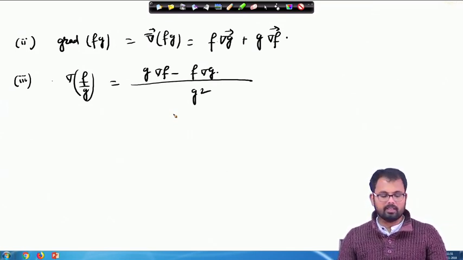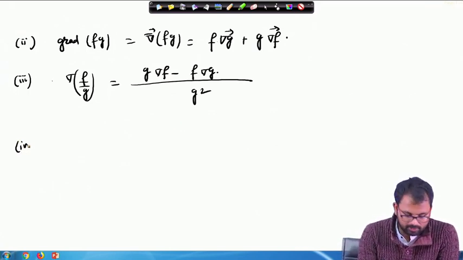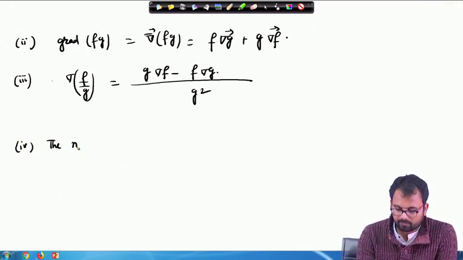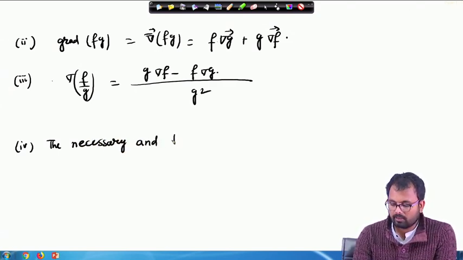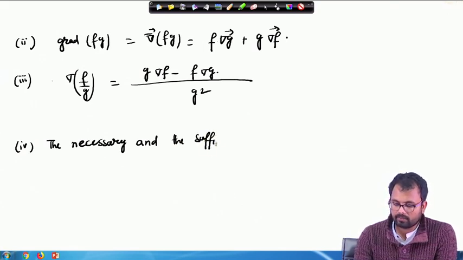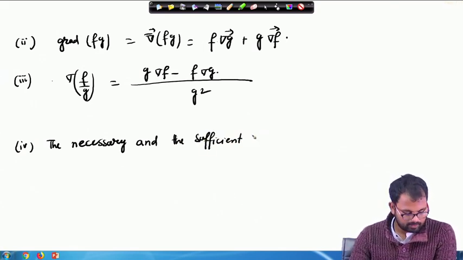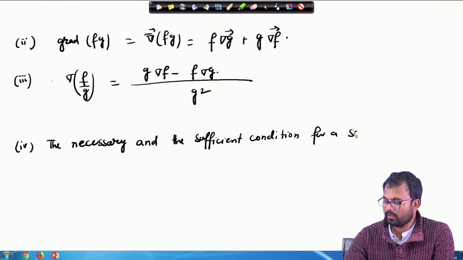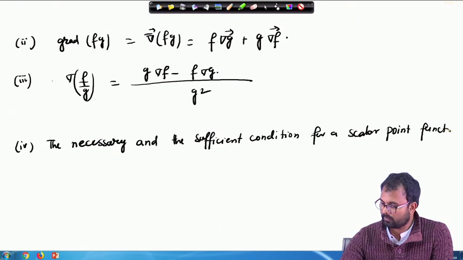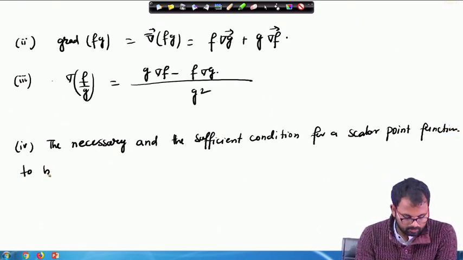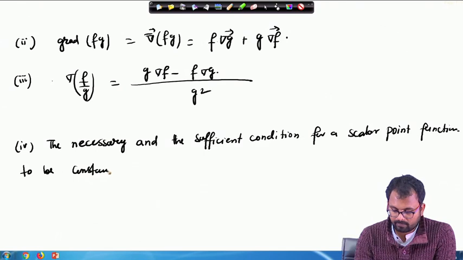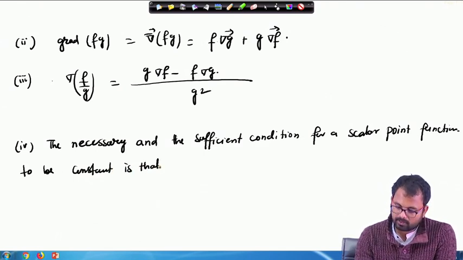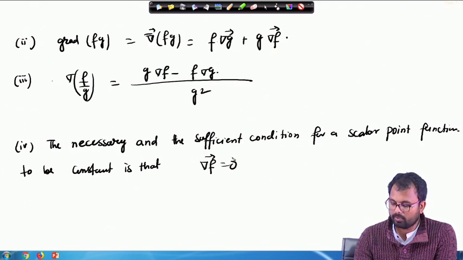Then we have another small result. So, the fourth property: the necessary and sufficient condition for a scalar point function to be constant is that the gradient of f must be a 0 vector.